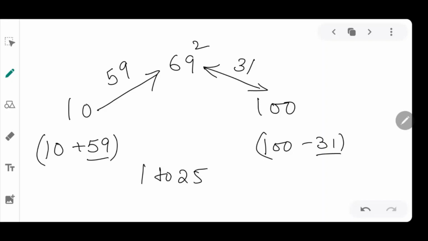So to remove this problem, we introduce another base, which is halfway between 10 and 100, that is 50. So if the numbers are from 1 to 25, we remember them.